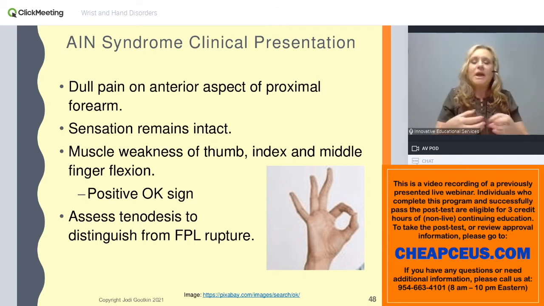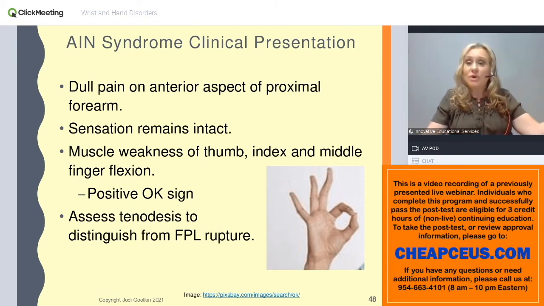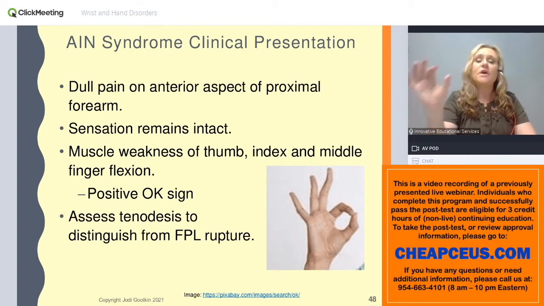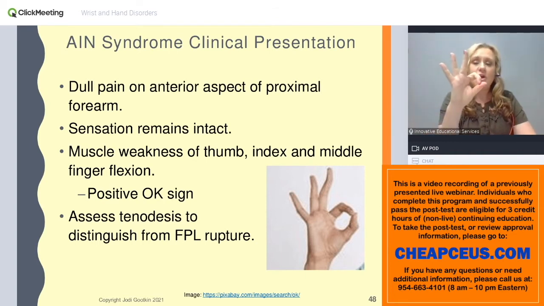That kind of dull pain may be related to other tissues in the area that are irritated based on whatever is causing the compression of the nerve. You're going to ask the patient to try and make the OK sign, and if they are unable to do this appropriately, make that clean circle, this is going to let us know that they're going to have some weakness of their musculature that is innervated by the nerve. We're going to look at that flexor pollicis longus as a culprit for not allowing the OK sign to be completed appropriately.